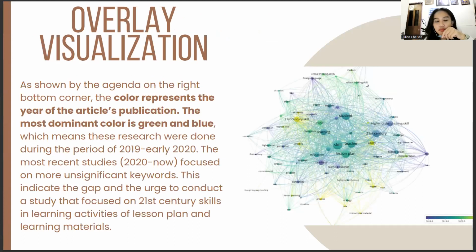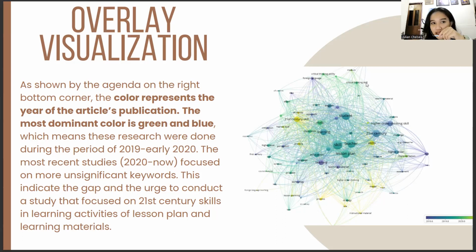Okay, the second visualization is the overlay visualization. As shown by the legend at the right bottom corner, the color represents the year of the article's publication. The most dominant colors are green and blue. We can see there are three colors there: green, blue, yellow, and in between, which means this research was done during the period of 2019 until early 2020. The most recent studies from 2020 until now focus on more insignificant keywords.